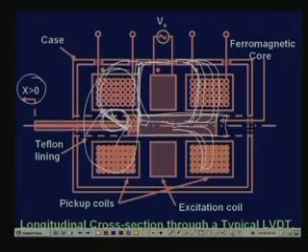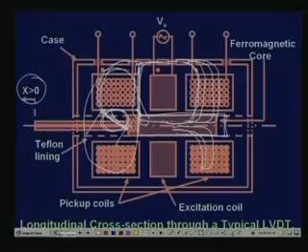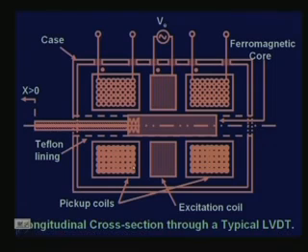As you can see, if the core shifts to the right, then more turns of one secondary get linked, while fewer turns get linked in the other. This is the basic principle of sensing. So their induced EMFs are going to be different.